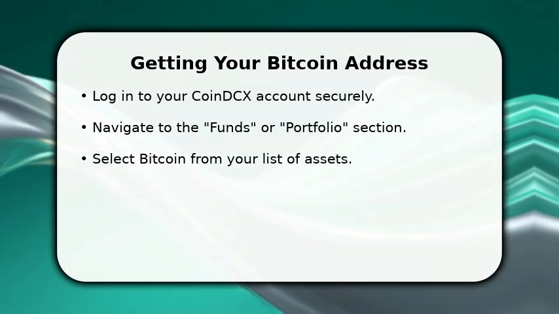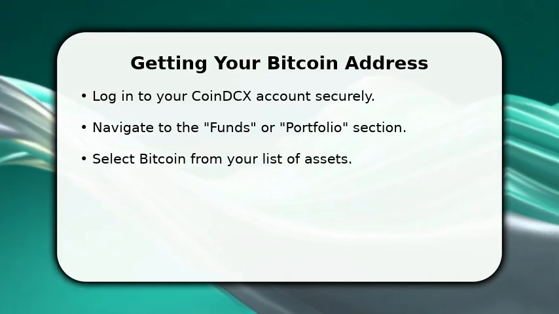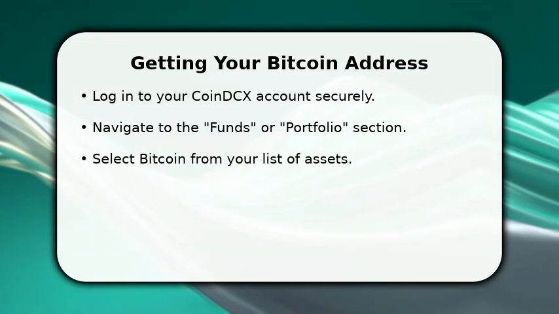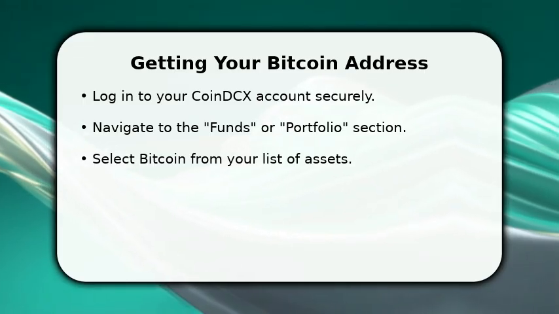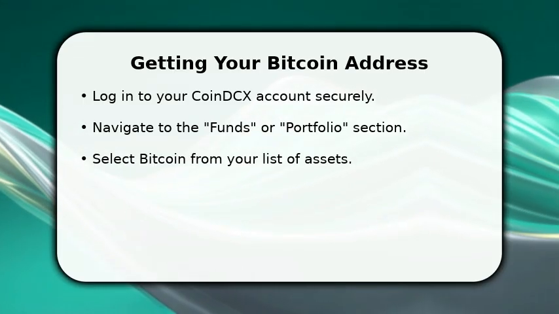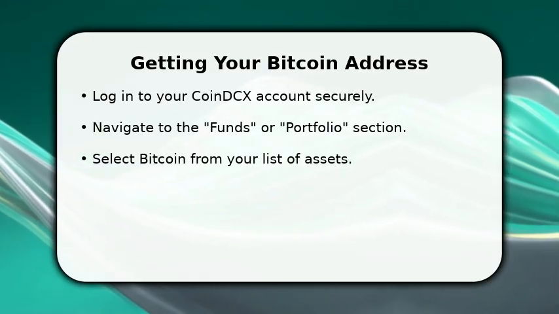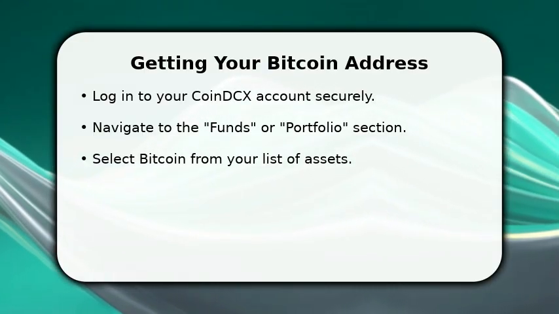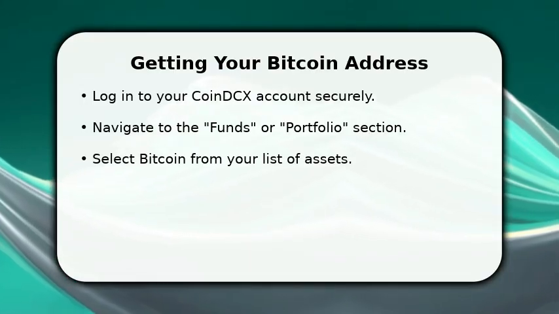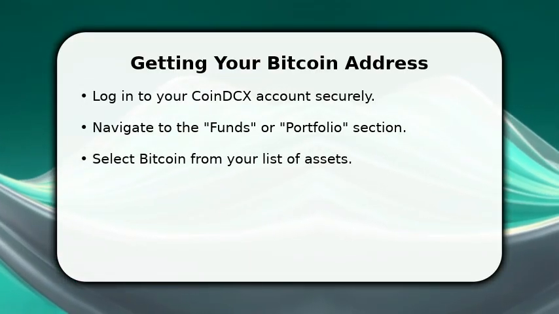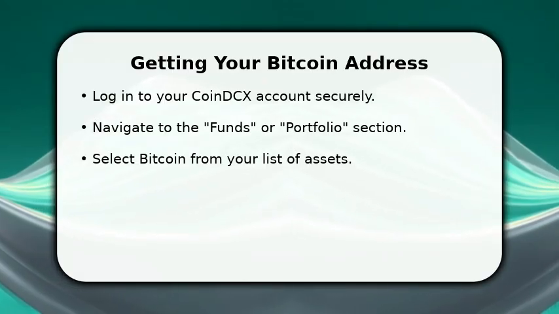First, open the Coindcx app or website and log into your account. Once logged in, locate the Funds or Portfolio section, usually found in the bottom navigation or main menu. From there, you will see a list of your cryptocurrencies. Find and select Bitcoin to proceed.